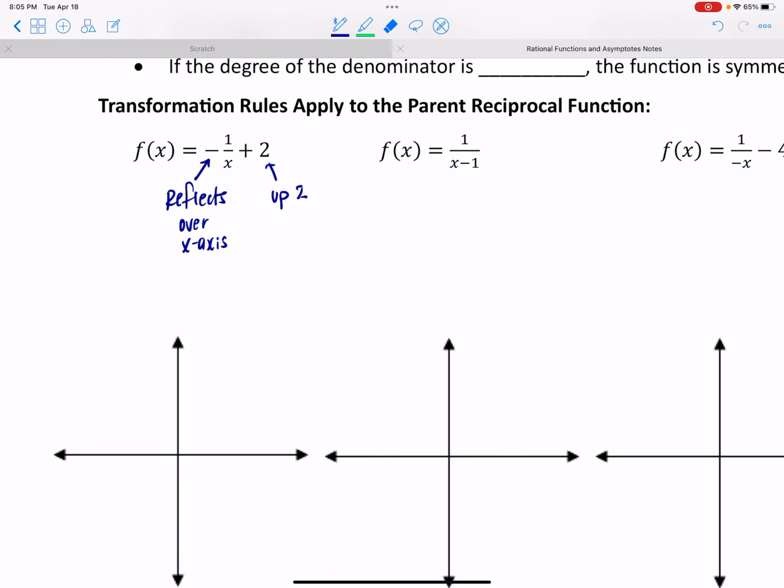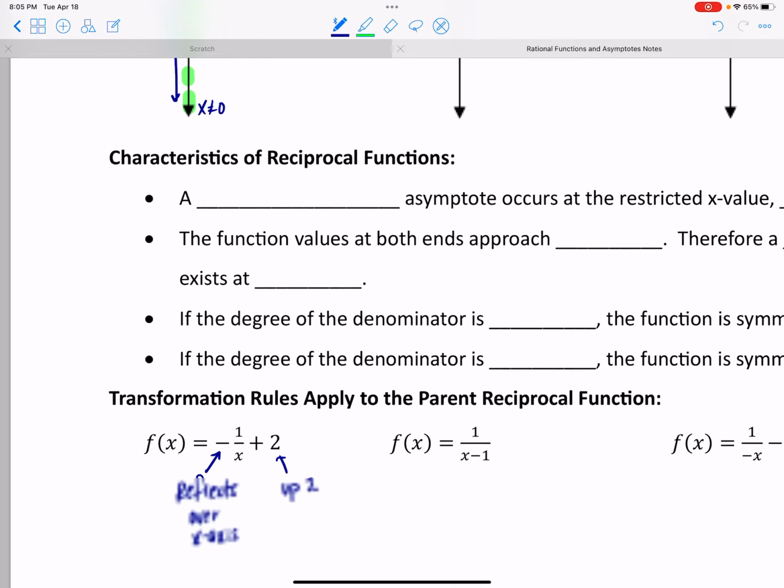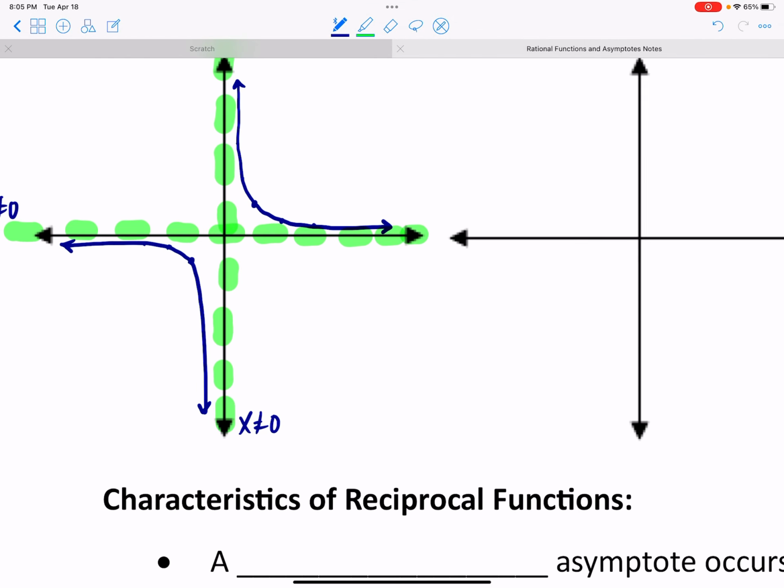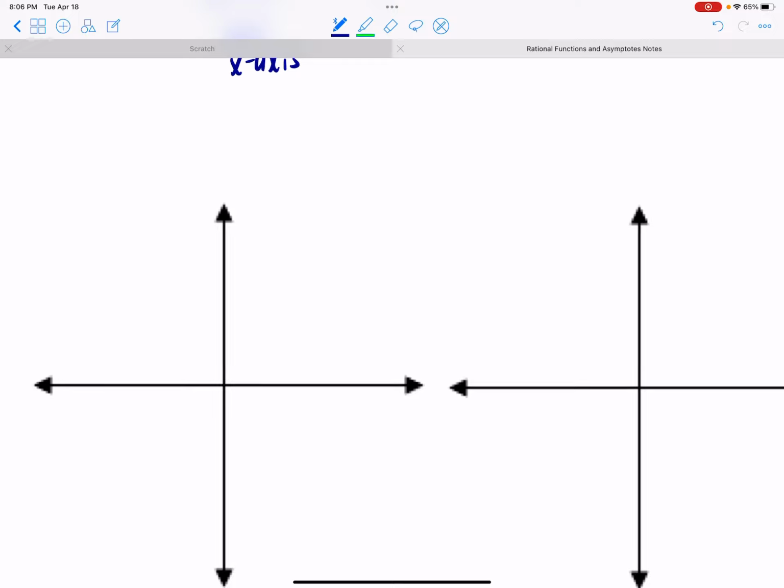Now for our parent rational function, we can still use the origin as our reference point, but we're going to let that be the point where our vertical and horizontal asymptotes cross, and then everything else will just move with it. So in this case, if my graph is going to shift up 2, then instead of my asymptotes crossing at the origin, they're going to cross right here at 2. So my horizontal is going to move up to positive 2, but my vertical is not going to move because it's not going left or right, so that's still there.